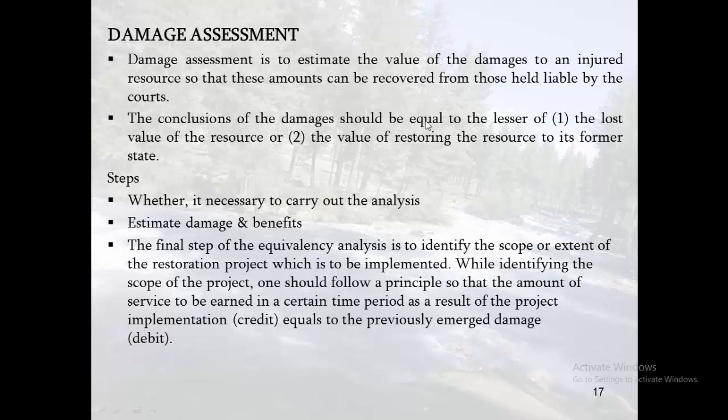The damages should be equal to the lesser of the loss of the value of the resource or the value of restoring the resource to its former condition. It should be equal to at least the loss of the value of the resource, how much we lost, or the value of restoring it, how it could be restored. There are a few simple steps. The first step is whether you consider it necessary to carry out this damage assessment. If yes, then estimate the damage and forecast the benefit.